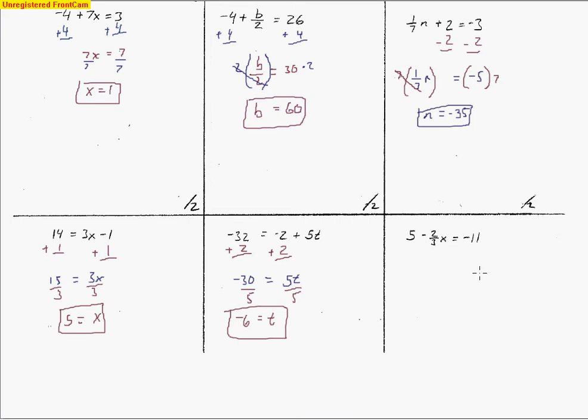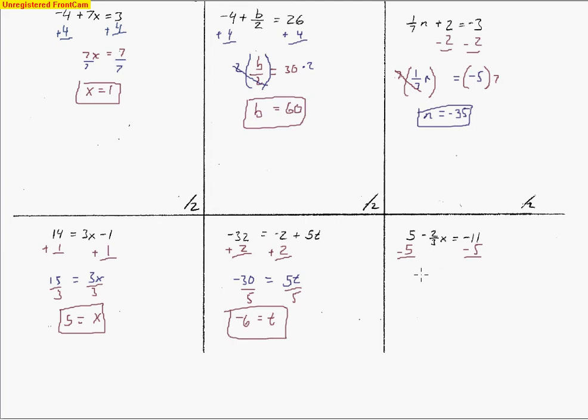And our next one here, we want to move the 5 over. A lot of people want to add 5 because they see this sign right here as a minus, but that's not what we want to do. We want to subtract 5 because this is a positive 5. Always look at the sign in front of the term, never behind the term.